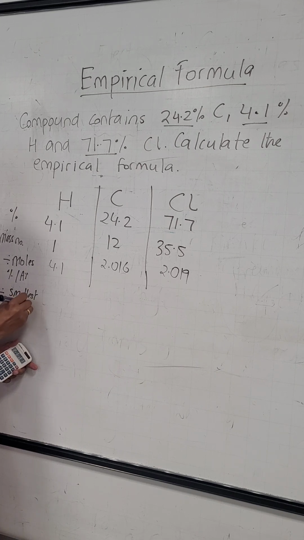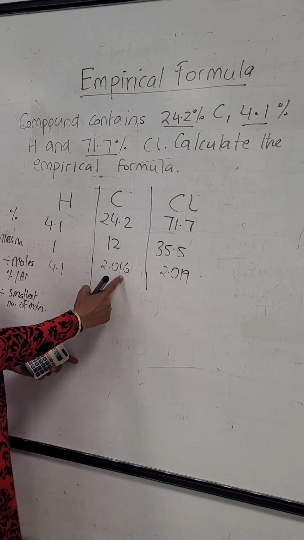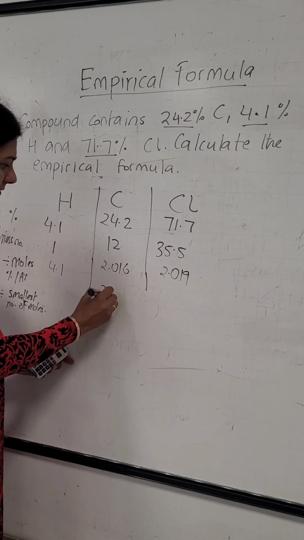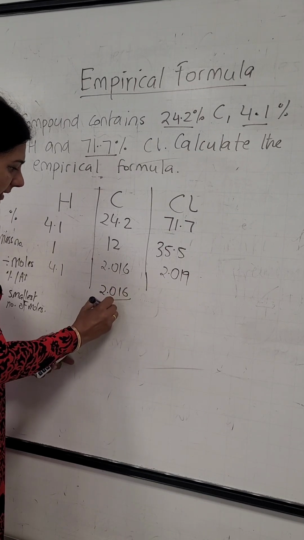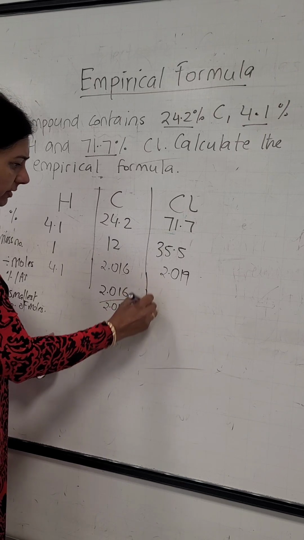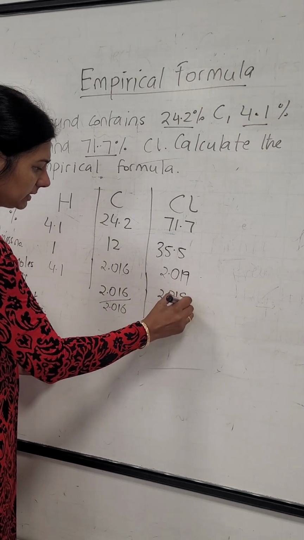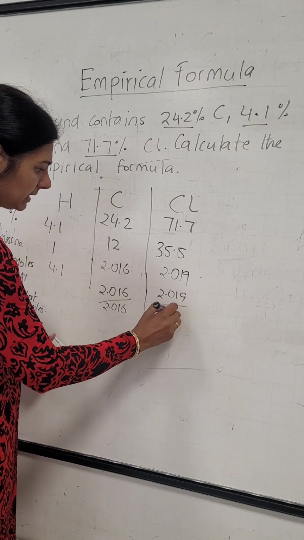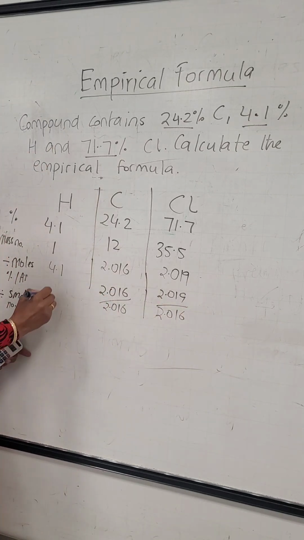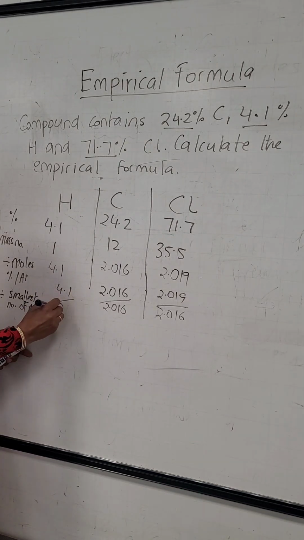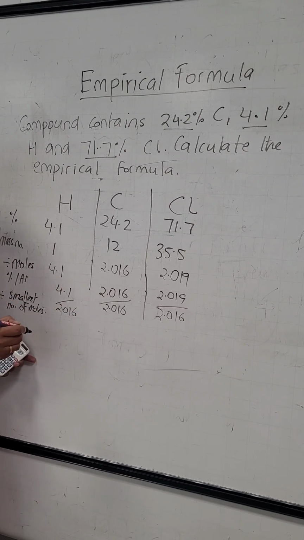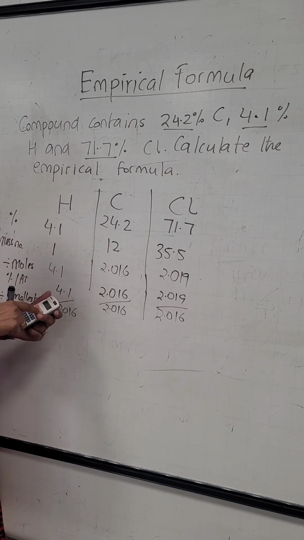So we're going to divide by the smallest number of moles. If you look at the smallest number of moles, this is the smallest. So we're going to do 2.016 divided by that. We're going to do 2.019 divided by the smallest number again. And here we're going to do 4.1 divided by that number. What we get is now a ratio of how many we have of each.